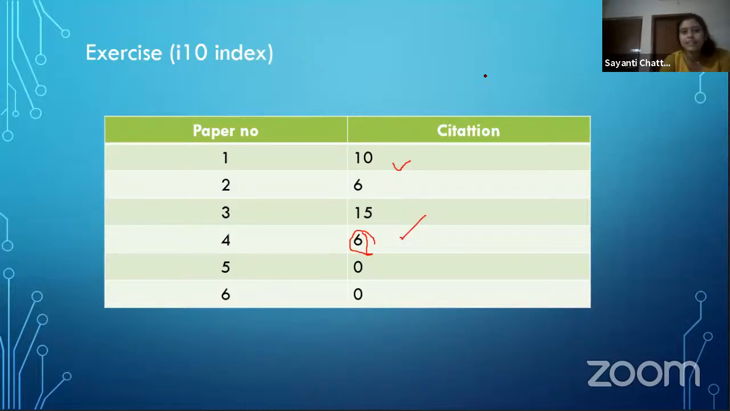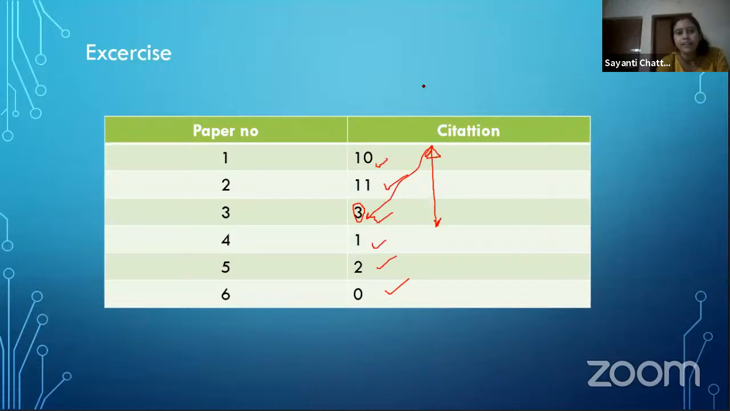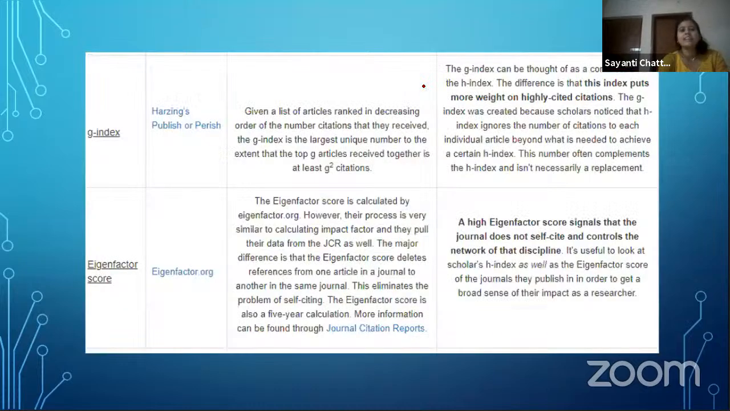Yes, correct. So this is the I-10 index. I think it is clear what the H index and I-10 index are. There are other indexes, the G index and Eigenfactor, but we will not use these two. They were used previously, so we will not go into them.